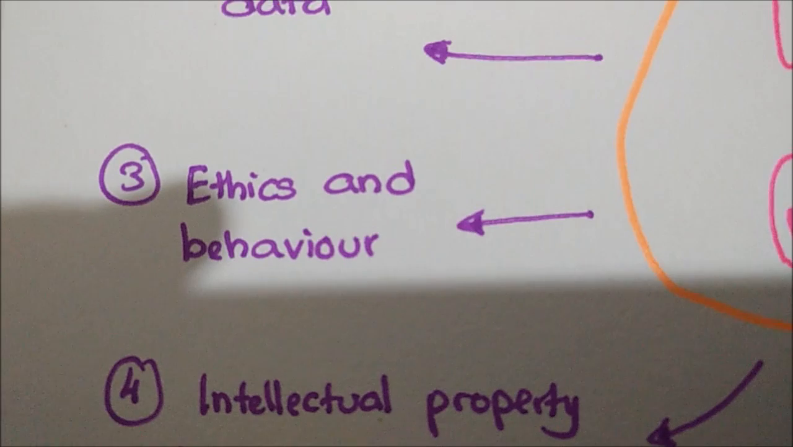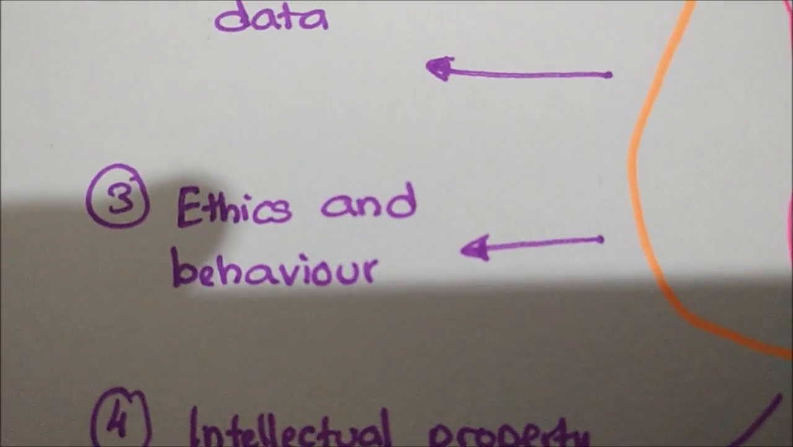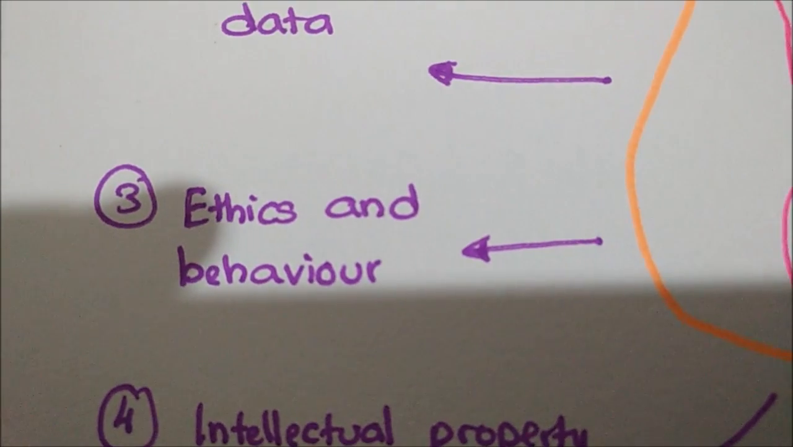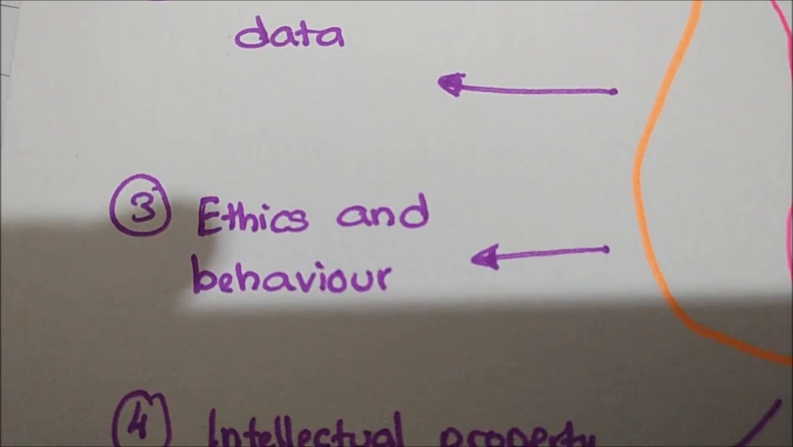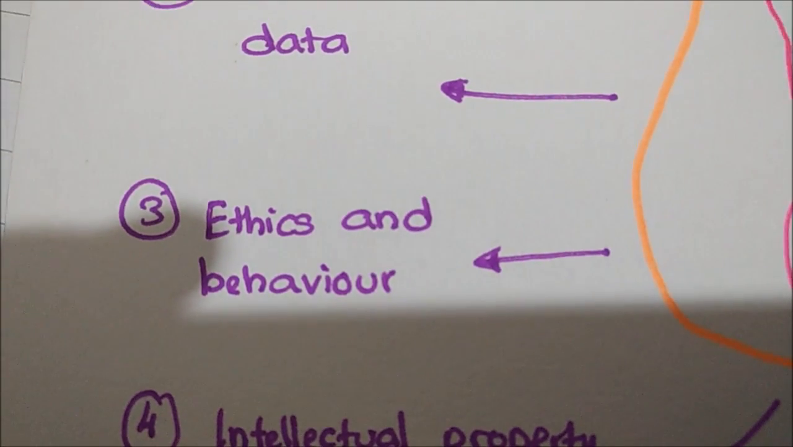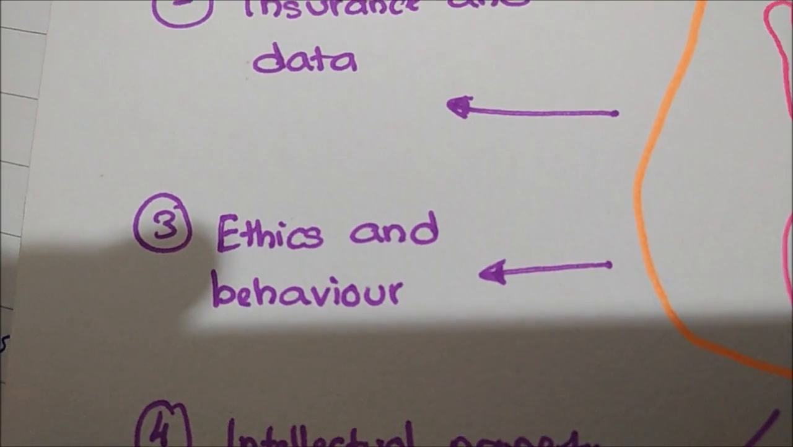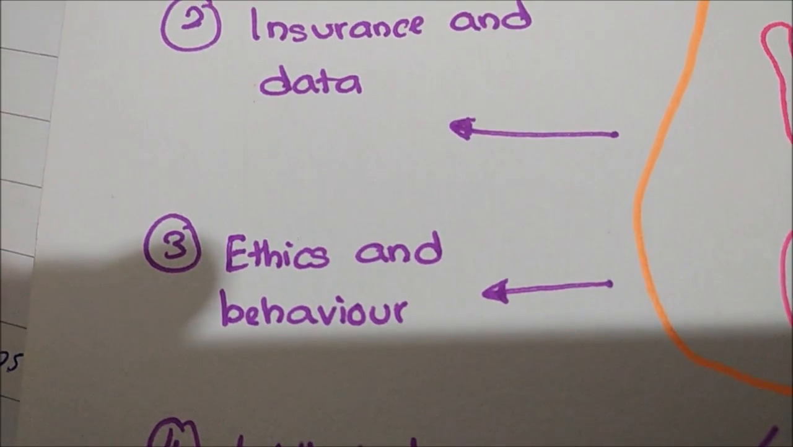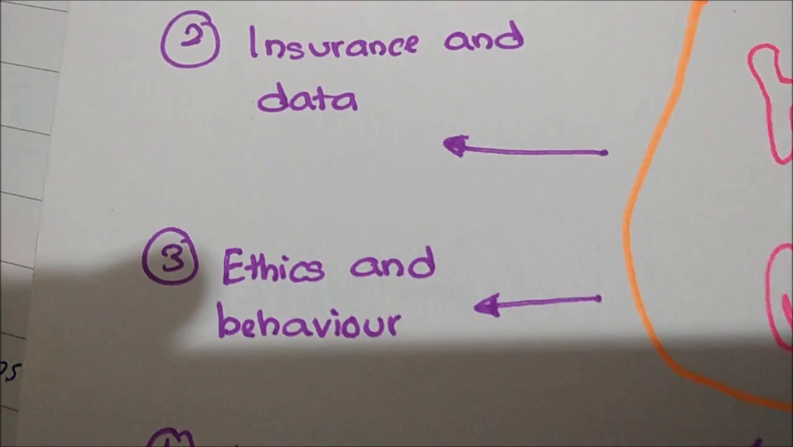In ethics and behavior, ethical behavior is important to maintain reputation. The number one risk is an ethical breach. Unethical behavior is the most difficult to recover from in terms of brand damage.